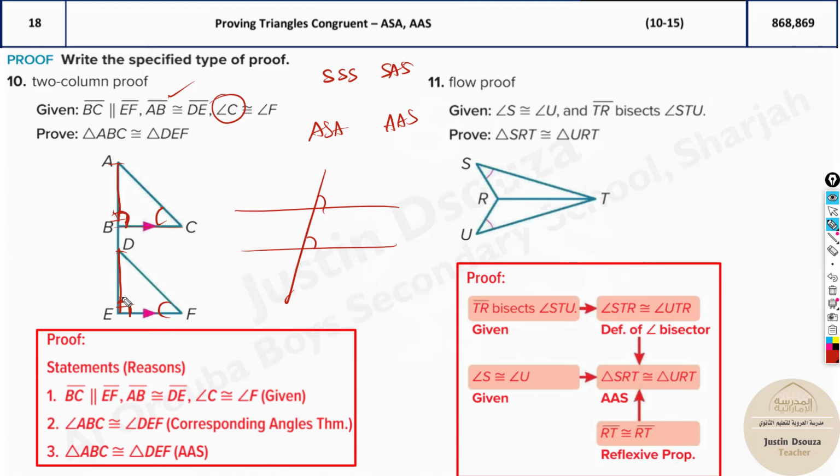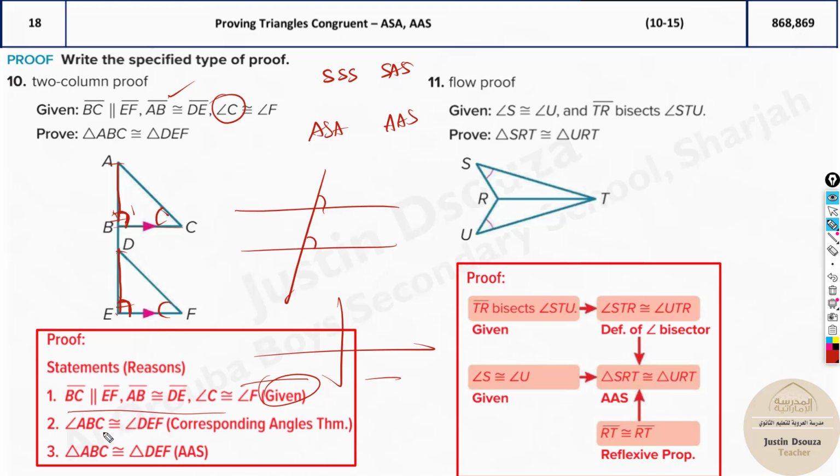So here it is, corresponding angles, that is B and E. So you have proved it. There is angle, angle and side, so they are congruent to each other. Now here, first it's given. Whatever is given, you write it out. The reason is given. Usually you can make two columns and write all these statements and the reason for it. In the bracket you can write in the other column.